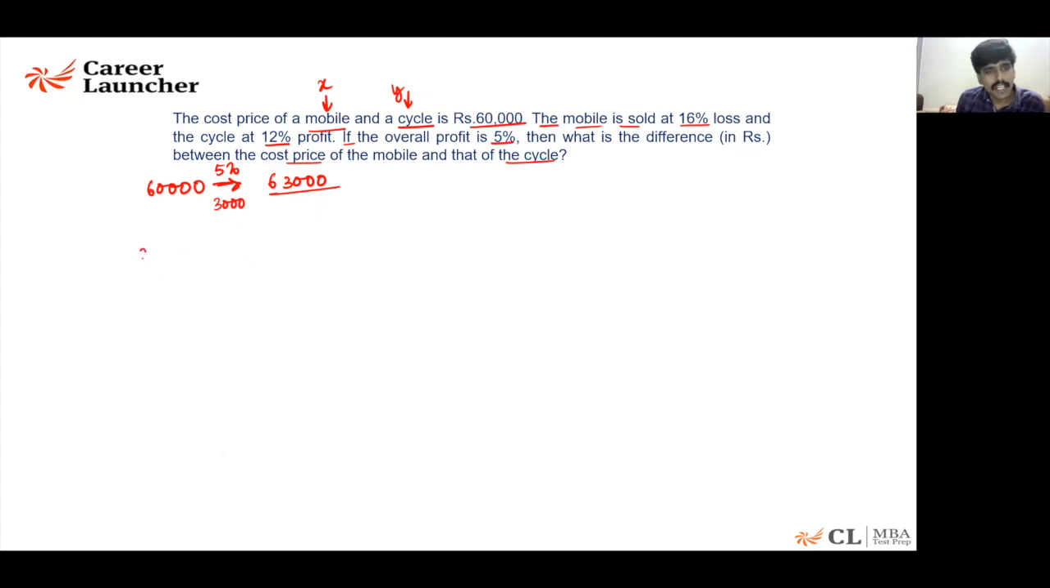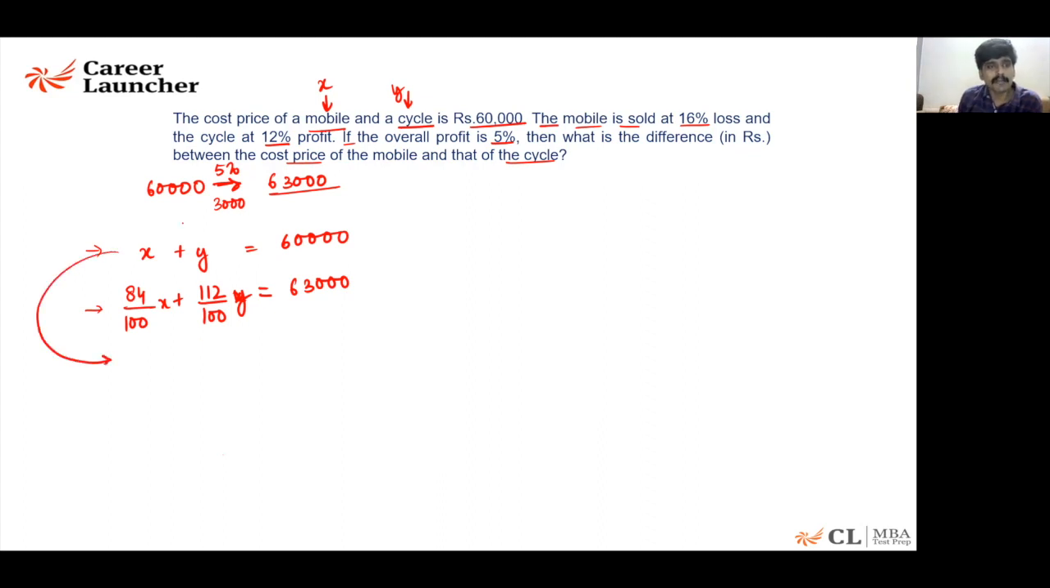What do we know? We know that the cost price is X plus Y is equal to 60,000. And what do we know? The selling price of the mobile is 84% of X. And the selling price of the cycle is 112% of Y. So as a result, you ended up getting 63,000 as a total selling price. So the first equation is typically cost prices. The second equation is typically selling prices. You equate them, you get the value of X and Y.